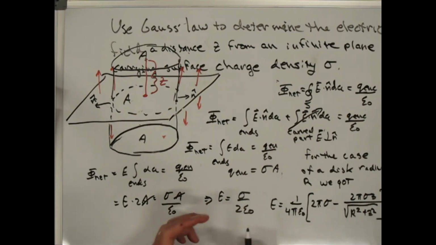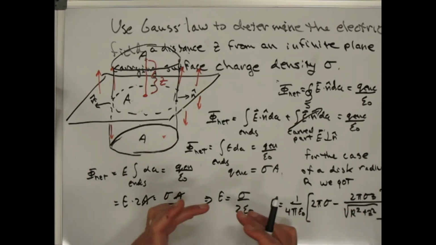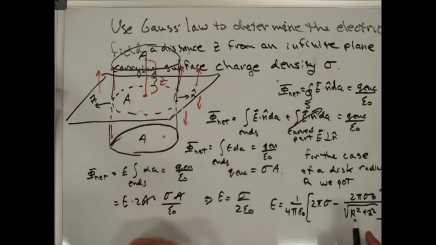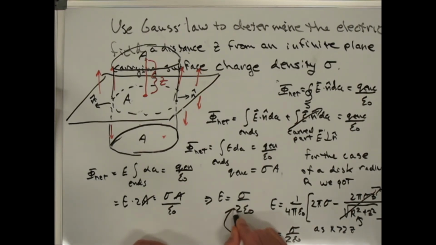Notice that if we're letting the plane become infinite, so this was the case with the disk of radius r and we were at a distance of z above it, right? If we let r become much, much greater than z, this term just goes away because this becomes essentially proportional to 1 over r as r gets much, much larger than z, and this term doesn't change at all. And we get E is equal to sigma over 2 epsilon naught, which agrees with this guy. And so in the limit, as our disk gets very large, or as we get very, very close to it, we see the same answer between these two, which is good.